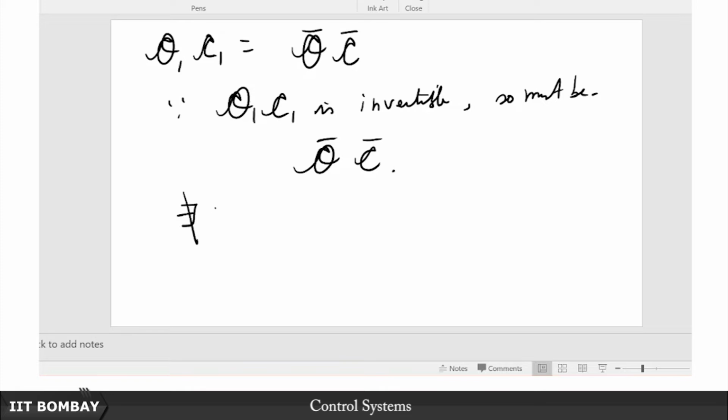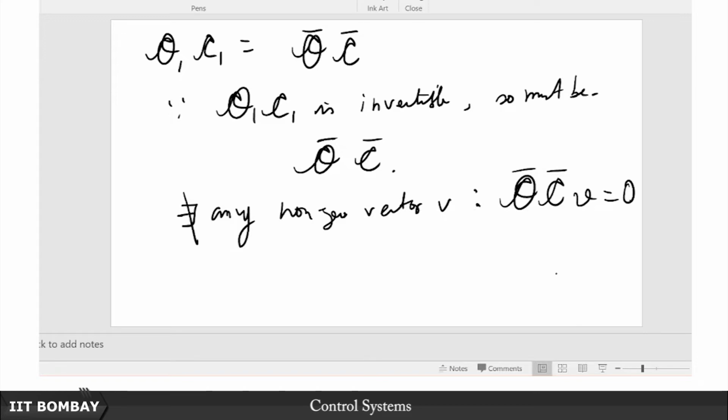So therefore there does not exist any non-zero vector v such that O bar C bar times v is equal to 0. Why? Maybe it is a little sophisticated result, but you see what this means. If such a non-zero vector exists which takes O bar C bar to 0 upon post multiplication, so this v belongs to R n cross 1, it would mean that it is a linear combination of the columns of this matrix, but this matrix is in turn equal to O1 C1 which is non-singular. If this is non-singular, its columns are linearly independent, which means that there does not exist a non-trivial combination of the columns of this matrix that results in 0.